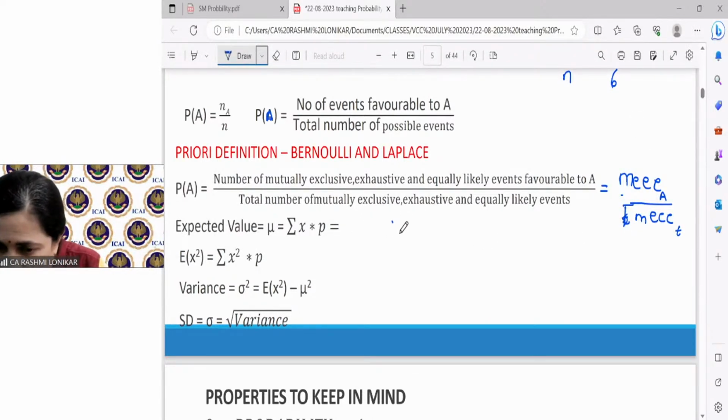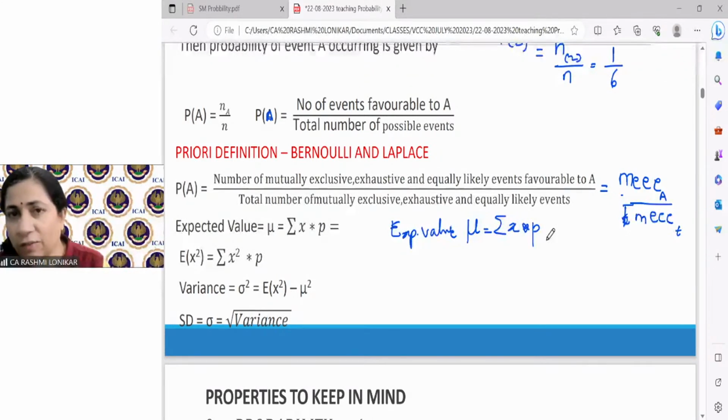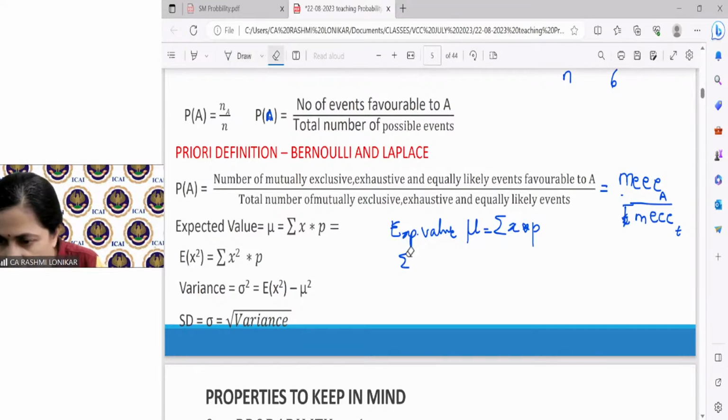So we are talking about expected value, okay, which is represented by mu, which is the summation of x into p. What is x? X is the value we are talking about, and p is its probability, like getting a number on the dice, or how many heads or tails. If I'm flipping two coins, getting a head on the first coin, getting a head on the second coin, all those things we are going to talk about, and the probability of that occurring. Then we have E of x. Oh, sorry, it is E.